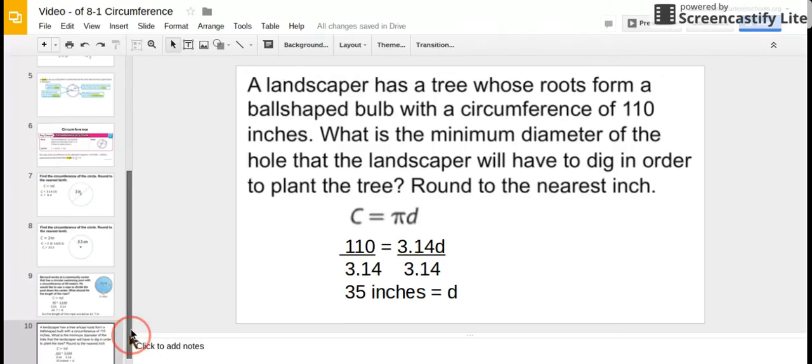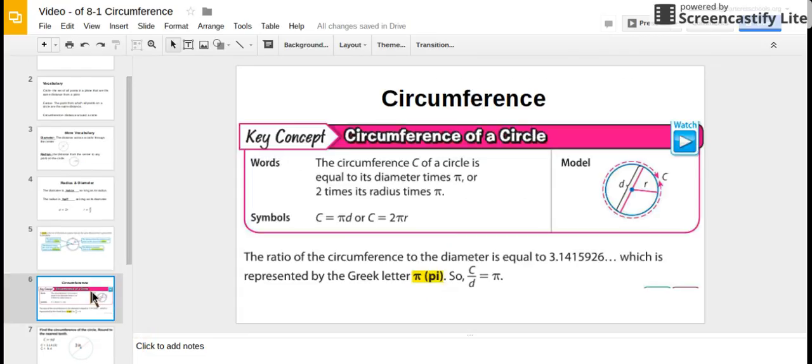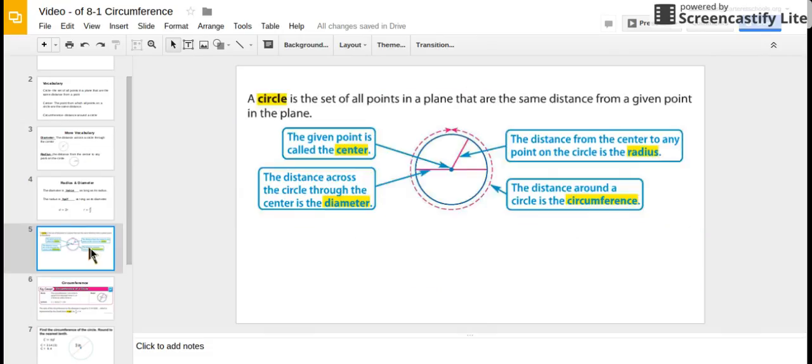All right, so just some concluding thoughts. The two formulas are here. C equals pi times diameter, or C equals 2 pi r. And the vocabulary that's important to know. Circumference means outside. Diameter is straight across. The radius is from the center out. And the center is obviously the point in the middle of the circle.